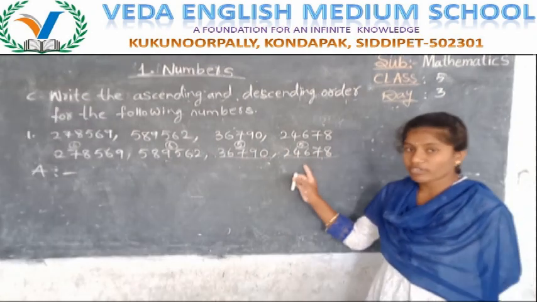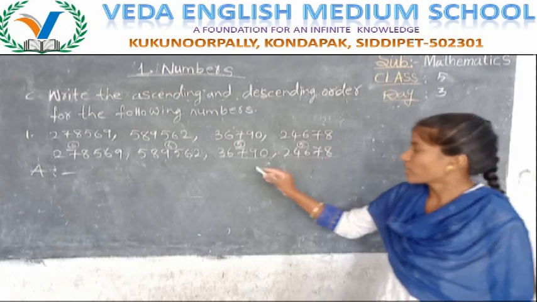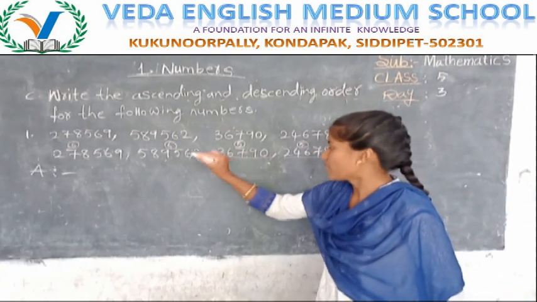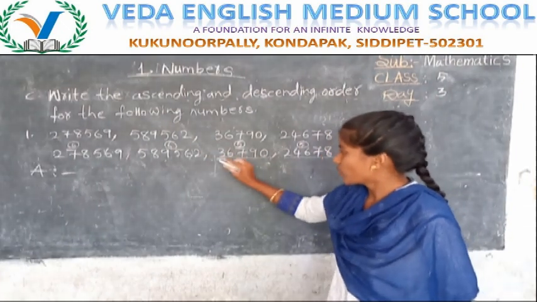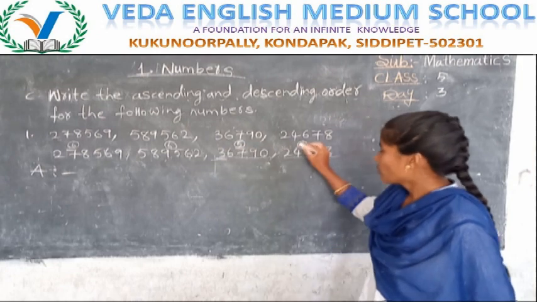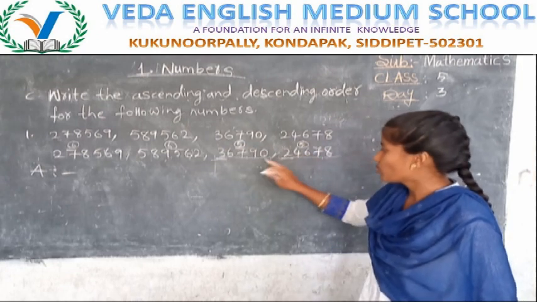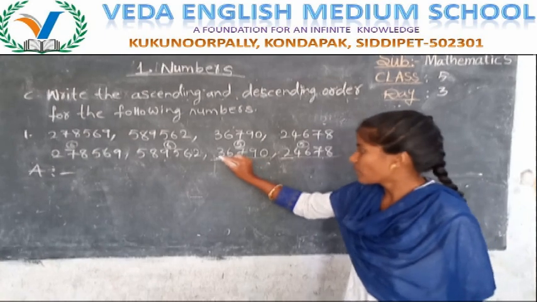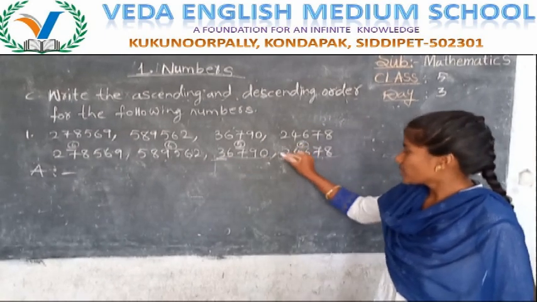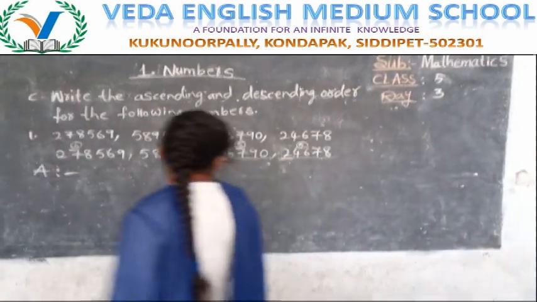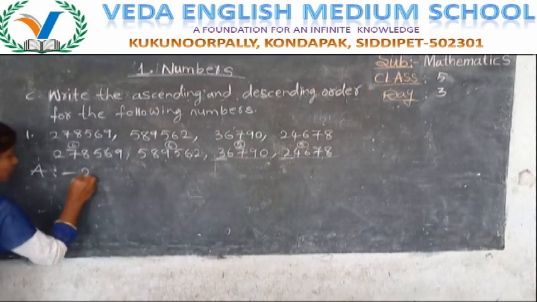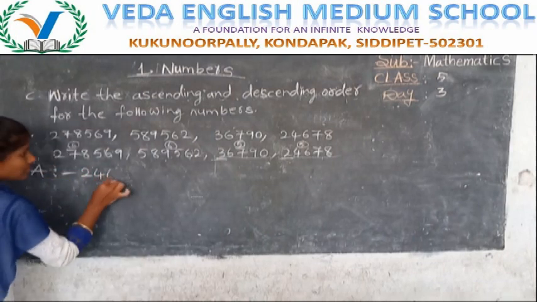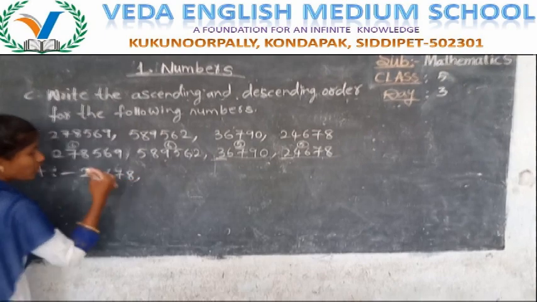If the digits are equal, then what do you have to do? Then you have to compare the first number. Here, what is the first number? 3. What is the first number here? 2. Both are not equal. Here 3, here 2. 2 is the smallest number, so 2, 4, 6, 7, 8 is the first smallest number.